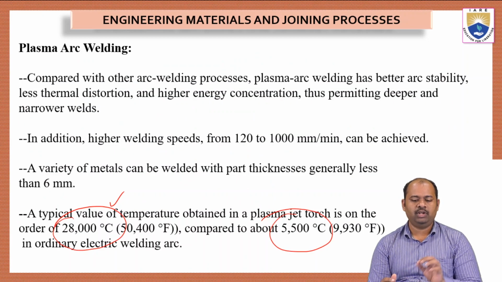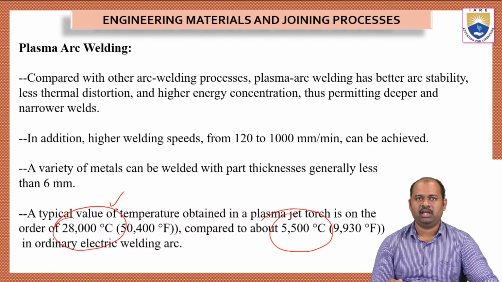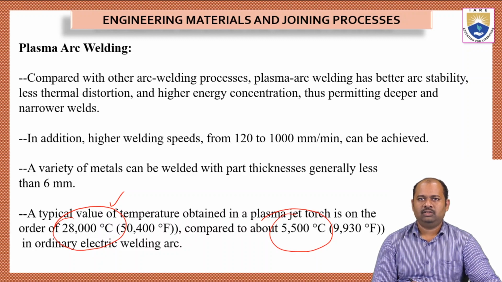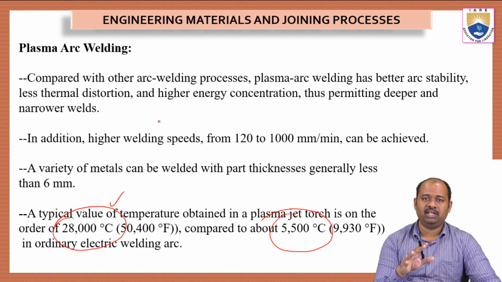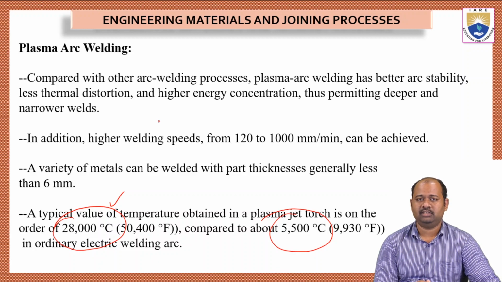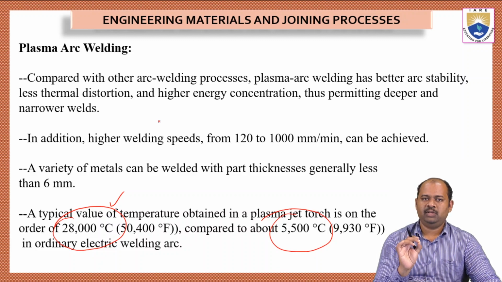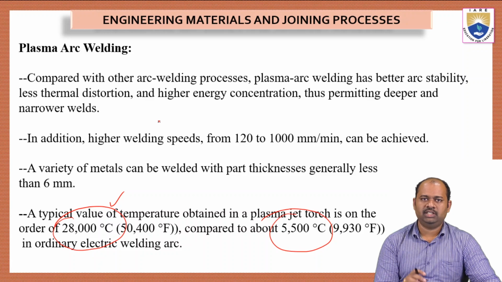And then we have some more important points regarding plasma arc welding. Compared with other arc welding processes, plasma arc welding has better arc stability and less thermal distortion. In this we have a continuously produced plasma arc, which is more suitable for welding longer areas, and higher energy concentration is also present, thus permitting deeper and narrower welds.